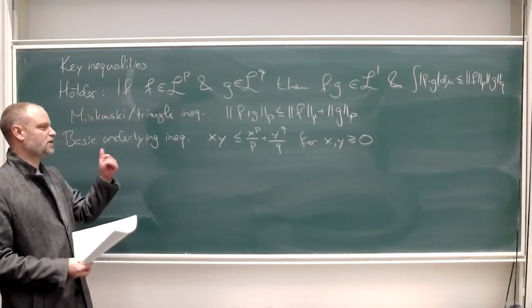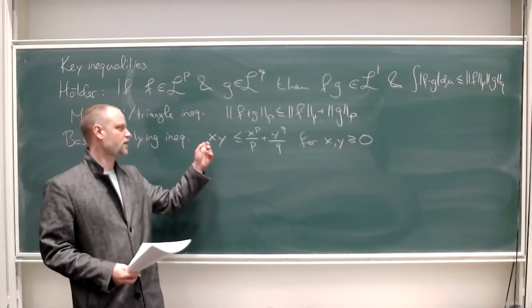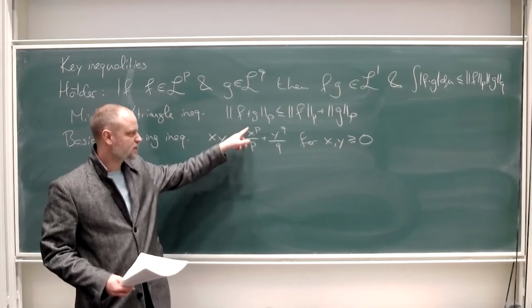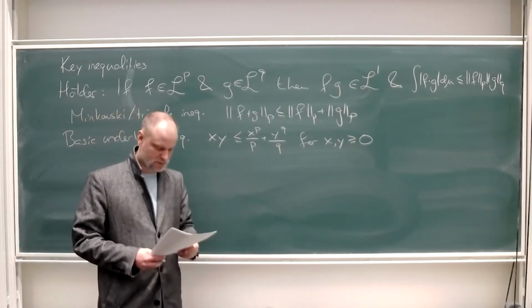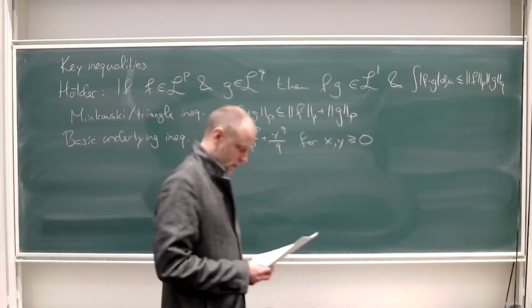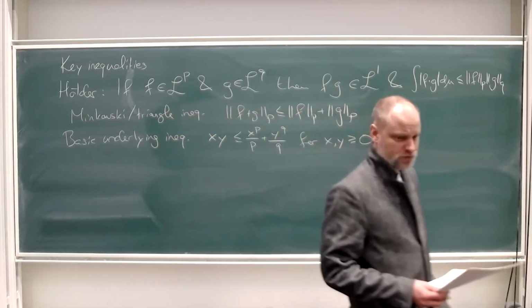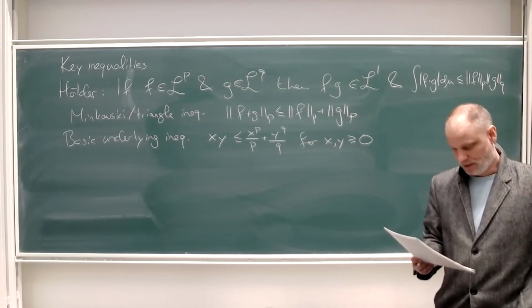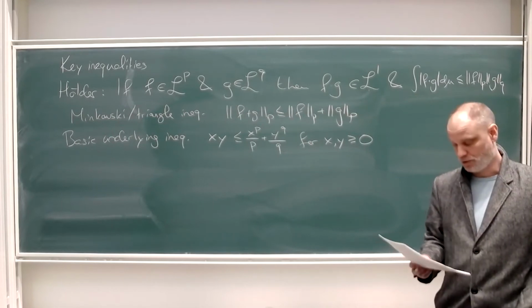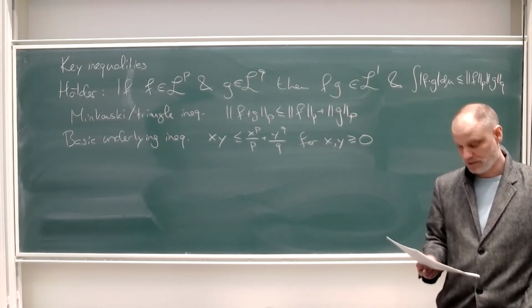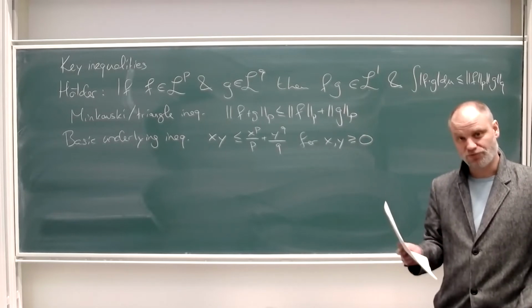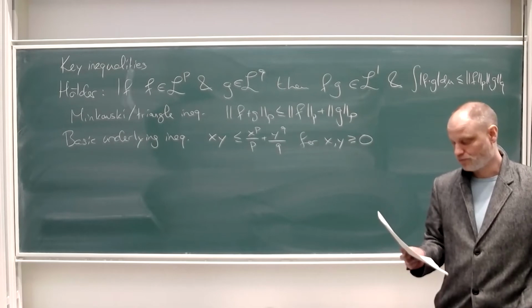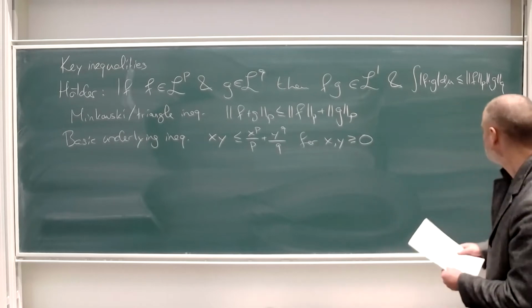Okay, so if x and y are non-negative numbers, then the product xy is less than or equal to x to the power of p divided by p plus y to the power of q divided by q. There are many different proofs of this, and the book has one. It's 3.3.1. It's boring. Exercise 3.3.2 gives a beautiful geometric proof where you can really visualize this.